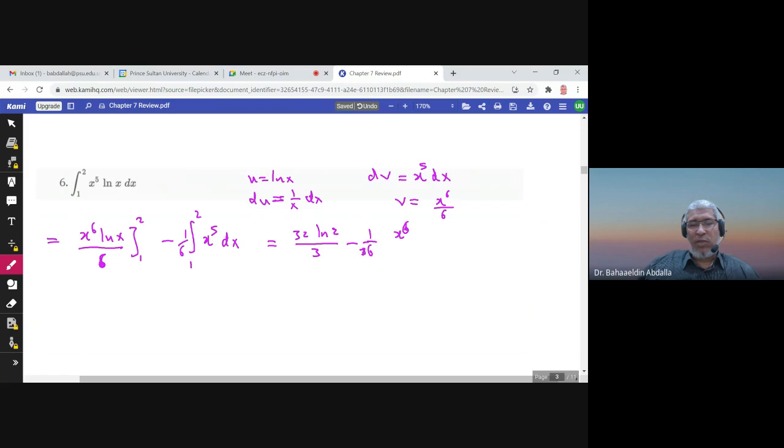So 6 times 6 is 36, from 1 to 2. 2 to the power 6 minus 1 to the power 6 is 63. 63 over 36 is 7 over 4. So the final answer would be 32 ln 2 over 3 minus 7 over 4.